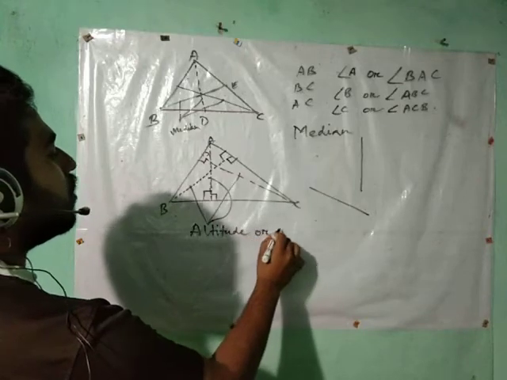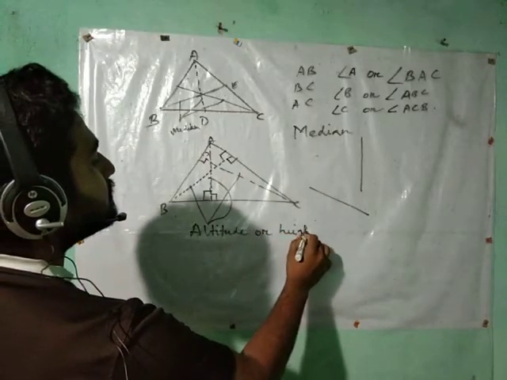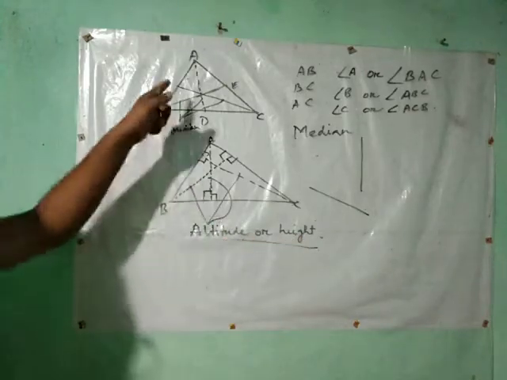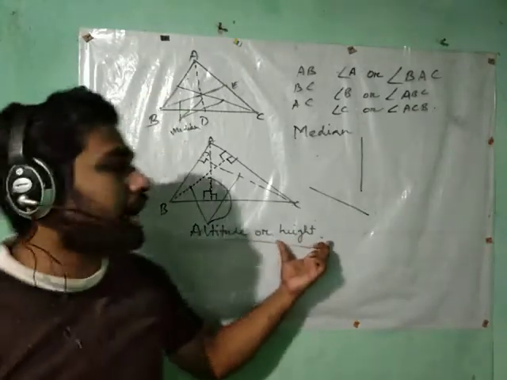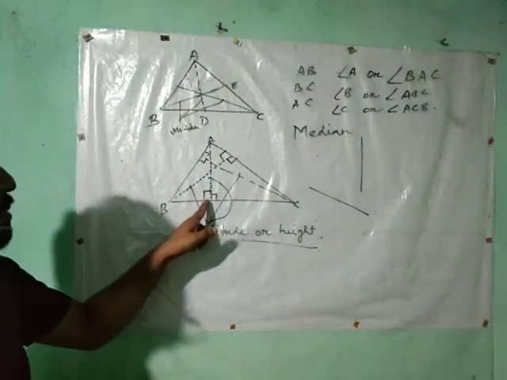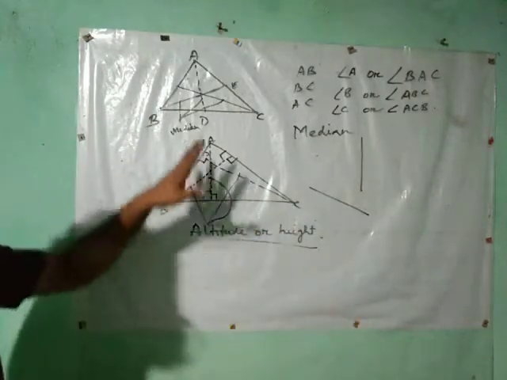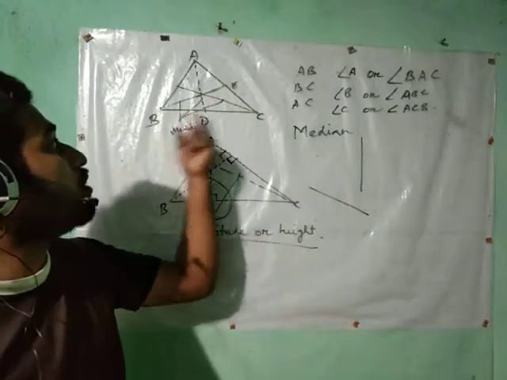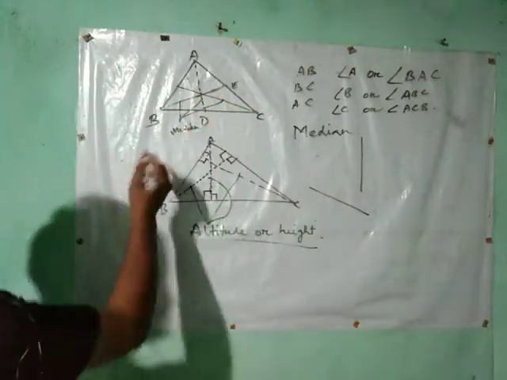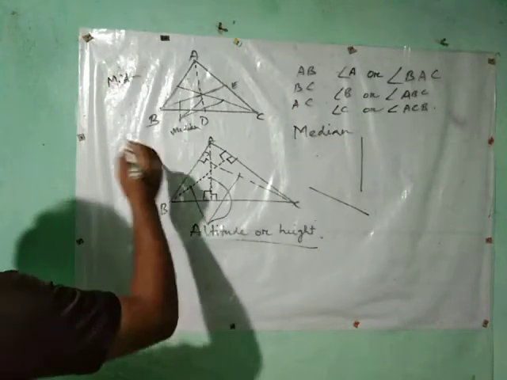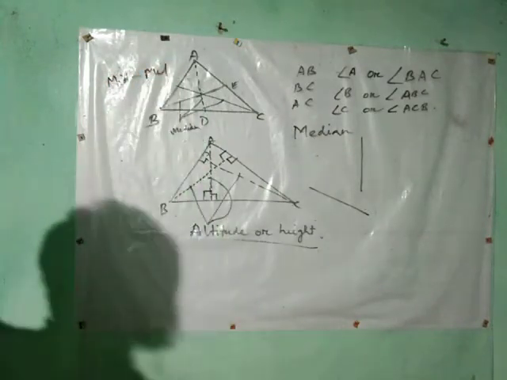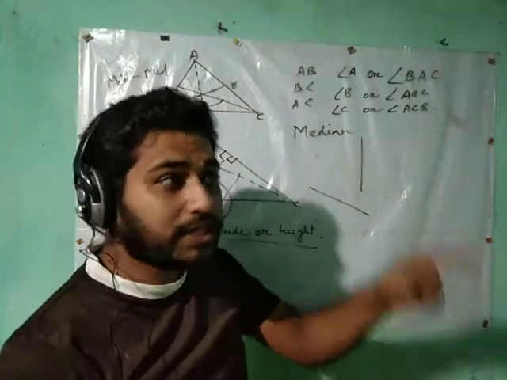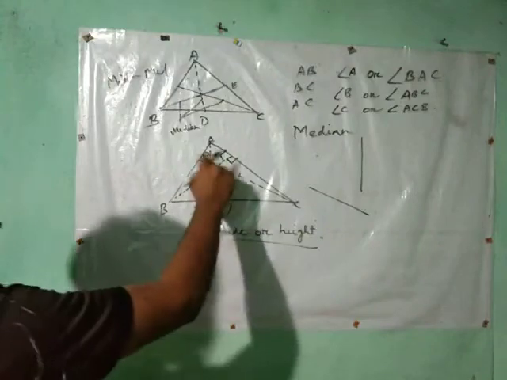Altitude, or height. Simply these two words represent these lines. See, altitude or height is related to this perpendicular, but median is related to the midpoint of the opposite side. That means midpoint, median. Mid, med, remember that. Mid, med means midpoint, median. There is no midpoint business in the altitude.